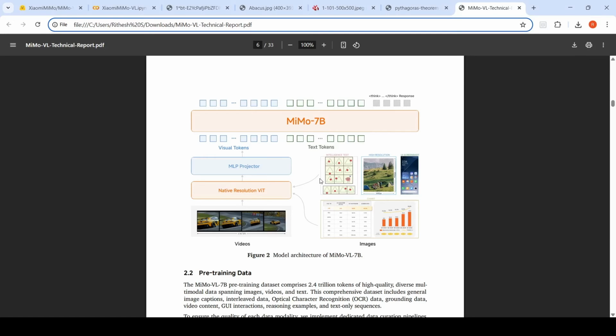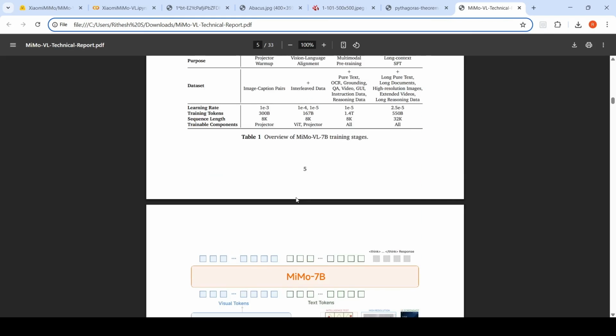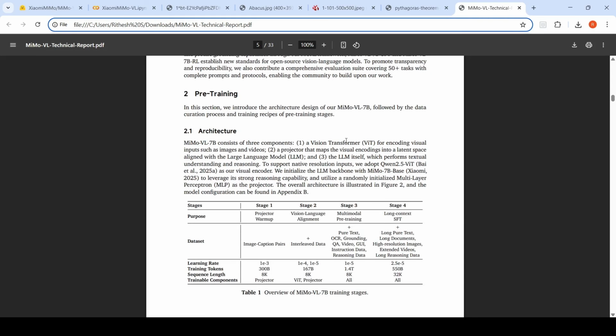Let's look at the architecture of MiMo-VL-7B, the visual language model. The main components are a native resolution VIT, an LLM backbone, and an MLP projector. Now let's look into what these components are. The vision transformer or VIT encodes visual inputs such as images and videos. They have made use of Qwen 2.5 VIT. Then there is a projector that maps the visual encodings into a latent space aligned with the large language model, which is your MLP layer or MLP component. Then you have the LLM itself, which performs textual understanding and reasoning. So this is how they have created it.